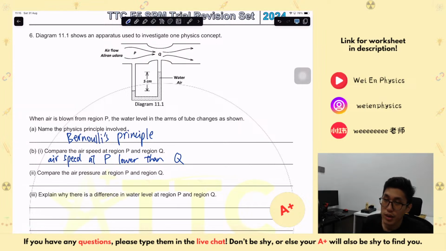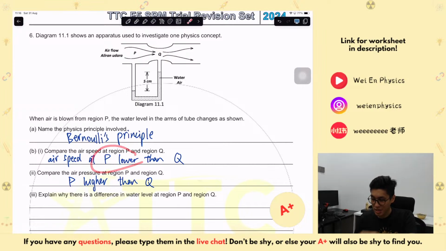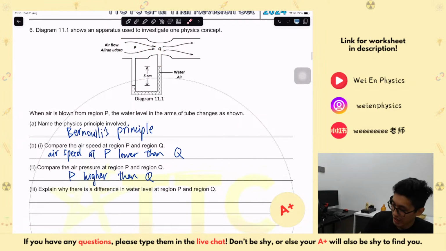According to Bernoulli's principle, if your speed is faster, your pressure becomes lower. Since P is lower speed, P will be higher pressure than Q. So why is there a difference in water level? Because P has higher pressure, and high pressure pushes down more. This is low pressure, and low pressure pushes down a bit only. Right? So you explain everything.